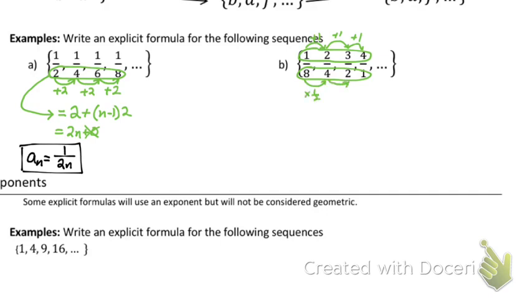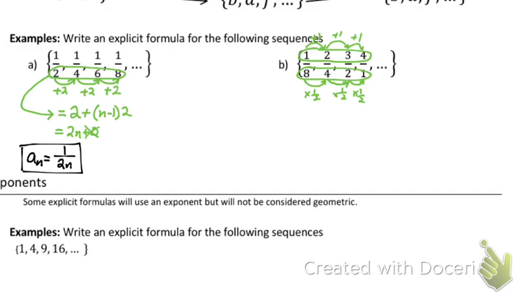This would be multiplying by 1/2. This would be multiplying by 1/2. So what I have here is an arithmetic in my numerator and a geometric in my denominator. So we're going to treat it as such. I'm going to come up with an equation for my numerator. I'm going to come up with an equation for my denominator.